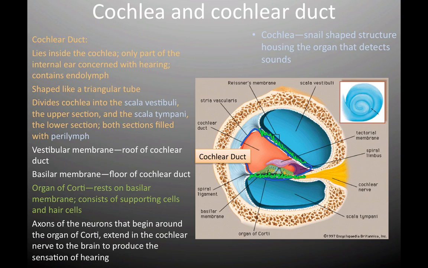The organ of Corti rests on the basilar membrane, and it consists of supporting cells and hair cells, and that's what we have right here. This is our organ of Corti in green. We have another important structure called the tectorial membrane, which sits over the top like a roof on top of the organ of Corti.